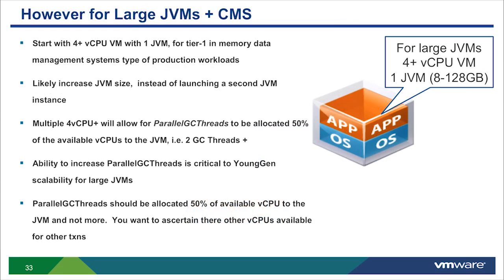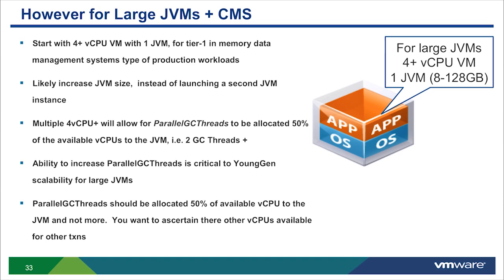But what about large JVMs, right? You can't really put very large JVMs on a 2 vCPU machine. You need 4 vCPU plus. The reason for that is because when we tune, and I'm going to show you JVM tuning later on, when we tune large JVMs, we use a combination of concurrent mark and sweep in the old generation and the parallel new GC in the young generation. And the parallel new GC in the young generation uses parallel GC threads to scale up.